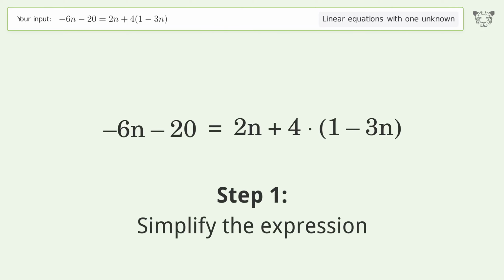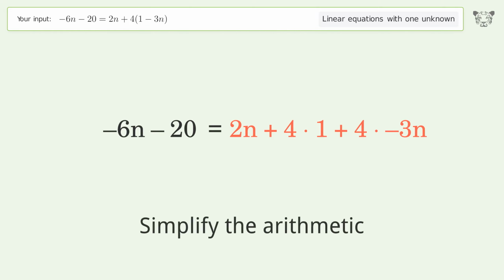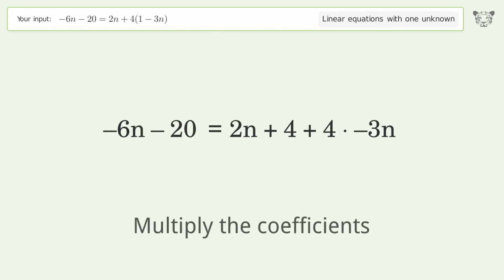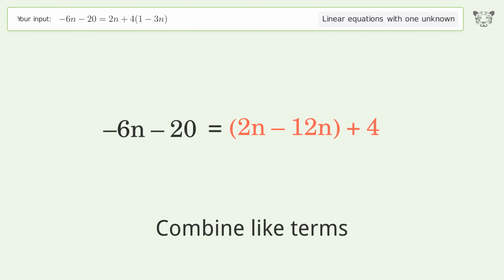Simplify the expression. Expand the parentheses. Simplify the arithmetic. Multiply the coefficients. Group like terms. Combine like terms.